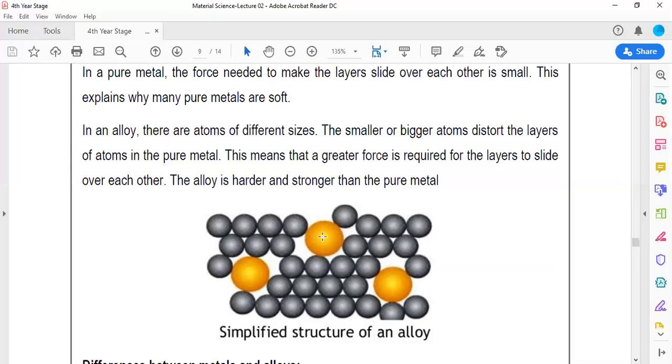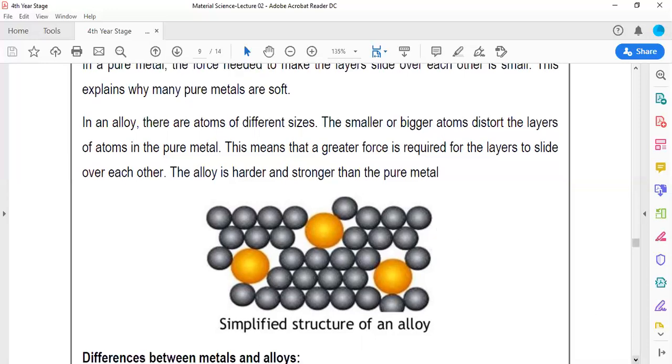Now, because the size of this atom is different than the size of this atom, or this one, or this one, this layer is disturbed, has changed, not uniform layers anymore. So the sliding or movement of these layers is a bit hard now. It's not easy. It needs higher or stronger forces. So this means that a greater force is required for the layers to slide over each other. The alloy is harder and stronger in this case than the pure metal.